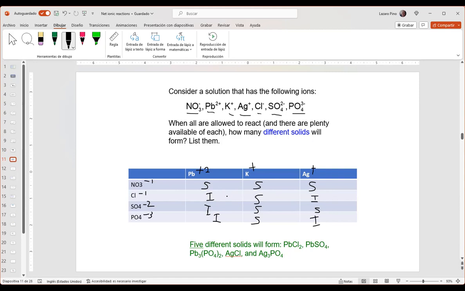And so you can continue, you can stop the video, and you will see at the end that there are 5 different compounds that are insoluble. 1, 2, 3, 4, 5. And here are their formulas. How can you do this? Using the solubility rules.